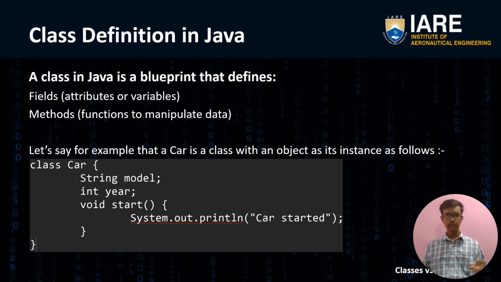In this Java code, we can see that Car is the name of a class, and the model of the car is a string, and the year of that particular model of the car is an integer, and the void keyword we are using here is to create a method we use in this class. And the method here says System.out.println, that is to print that car started, that is simply to display or print that the car has started.